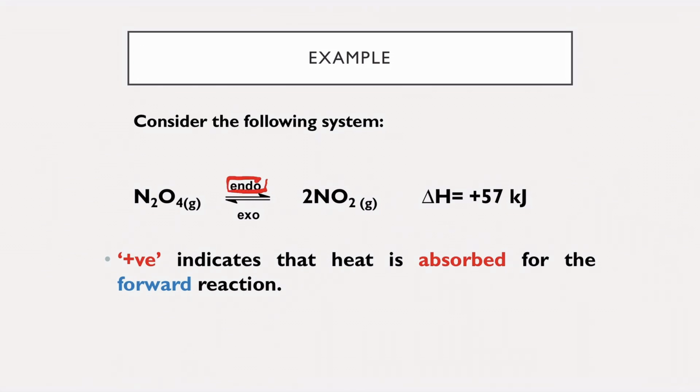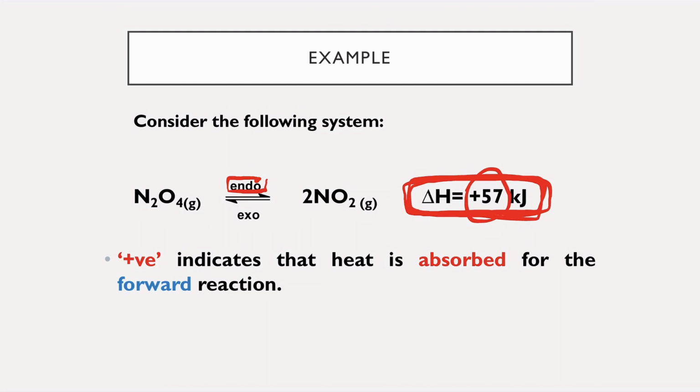Okay. How do you know? In your question, it will not write endo or exo. It will tell you the enthalpy change. Okay. Delta H, your enthalpy change. So, your enthalpy change right here is positive. So, positive indicates that the heat is absorbed for the forward reaction.